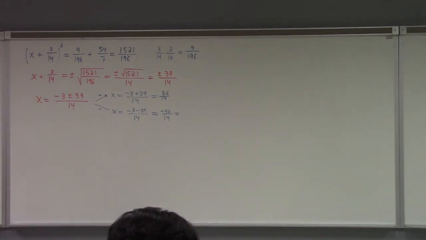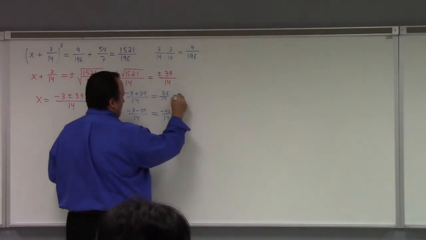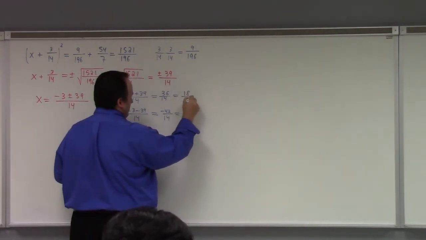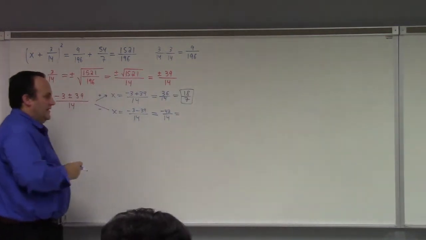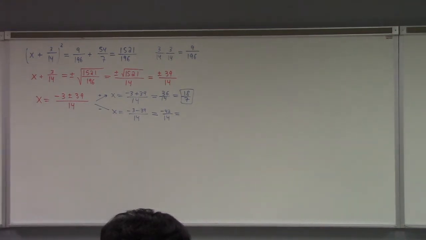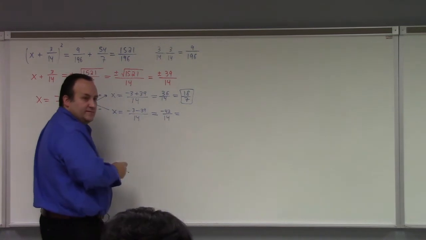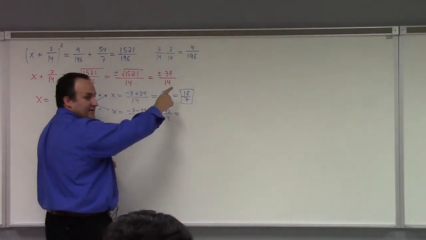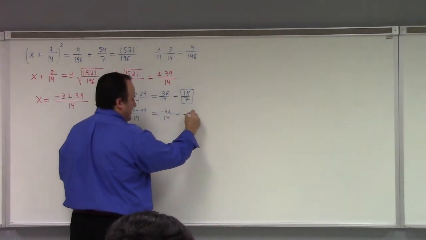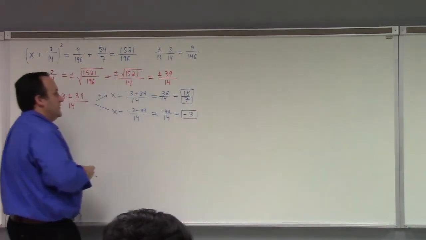Thank you. The top one doesn't really simplify much. 36 over 14 simplifies to what? 18/7, because you can factor out a 2. And the other one, 42 is 3 times 14, right? So you can cancel 14 here and you just get minus 3. So there's your two answers here.